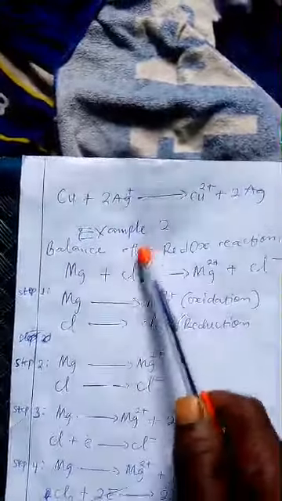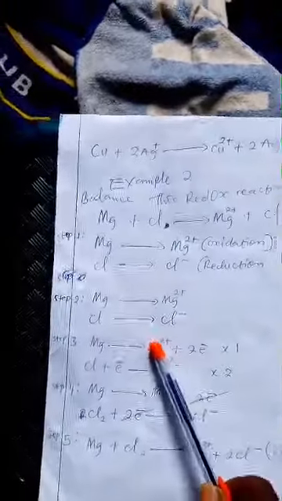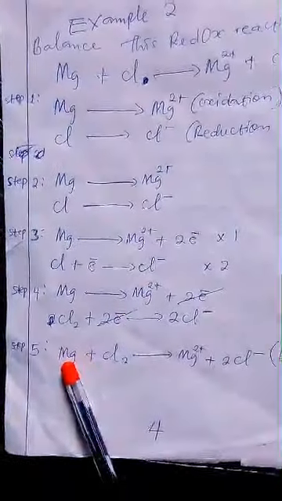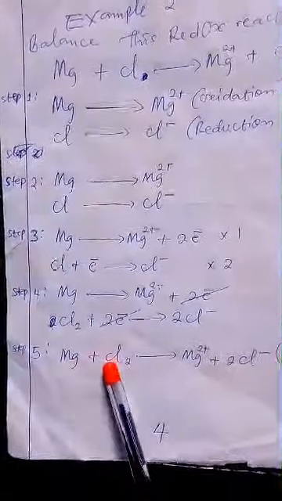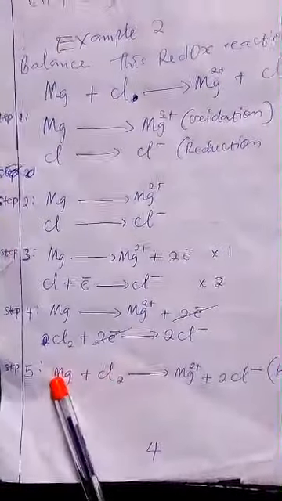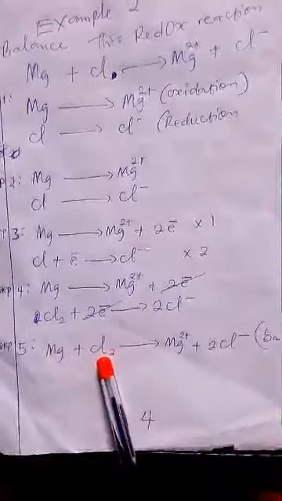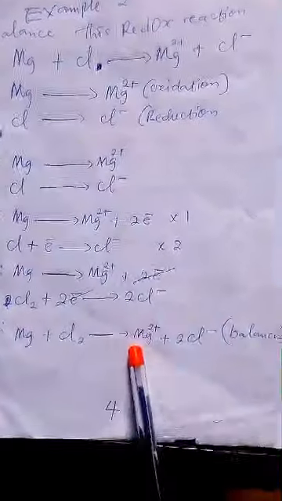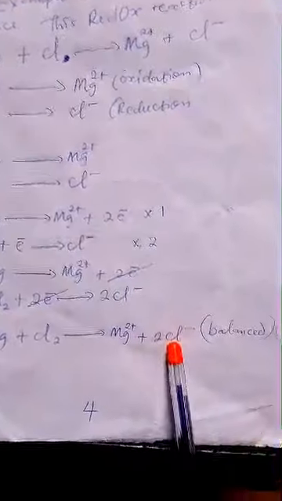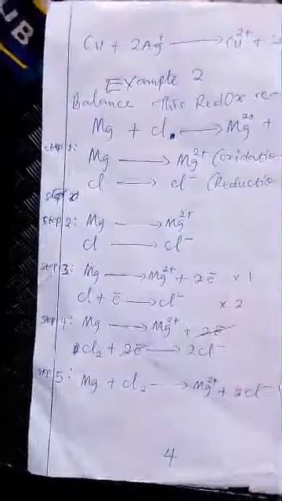Example 2, you follow the 5 steps. You now arrive at this: magnesium. 1 atom of magnesium needs 2 atoms of chlorine to produce magnesium ions and chloride ions. Follow that example and solve this one.